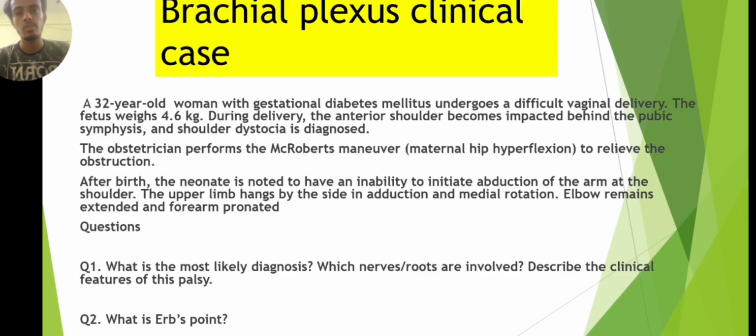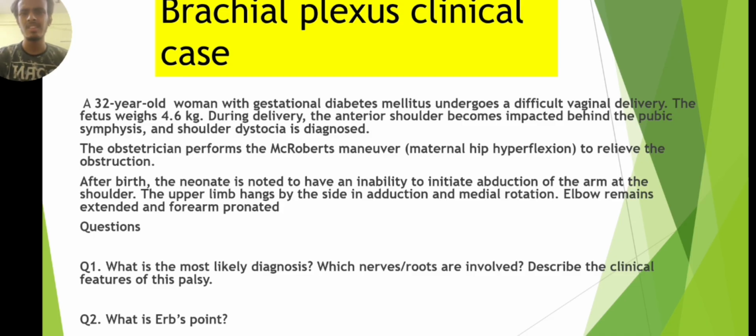You have to remember that during hyperflexion, during the McRoberts maneuver, the maternal hip got hyperflexed, and as a result the angle between the neck and the shoulder will become more. As a result, there will be injury to the upper trunk of the brachial plexus. After birth, the neonate is noted to have an inability to initiate abduction of the arm at the shoulder. The arm will hang by the side, that is adduction, medial rotation, the elbow will remain extended and the forearm will remain pronated.